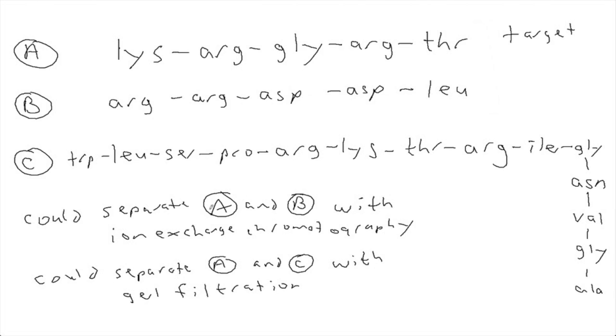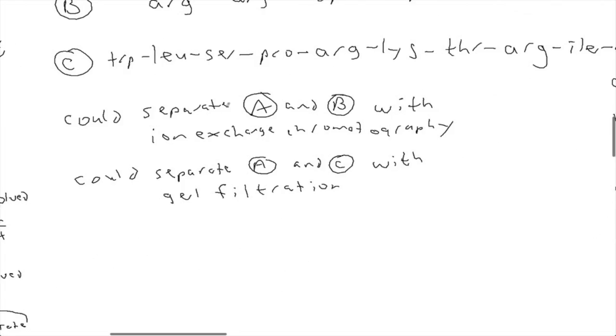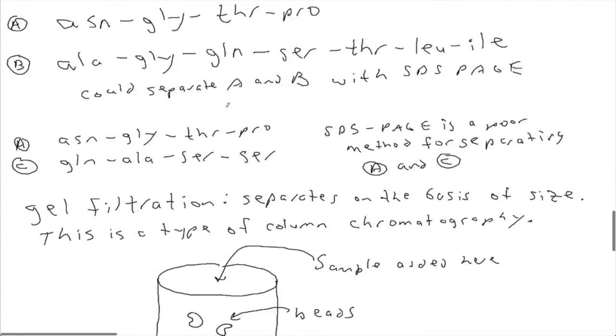Okay, so anyway, what could you do if you had A, B, and C all in the same sample? How could you separate them? Well, maybe you could first do ion exchange chromatography. That would get rid of B. And then you could separate A and C by using gel filtration. So this is a good example of how you might need multiple methods of chromatography. Like I said, this is a pretty typical type of test question. So remember to look for the key amino acids in the sequence, like arginine, lysine, aspartate, and glutamate.